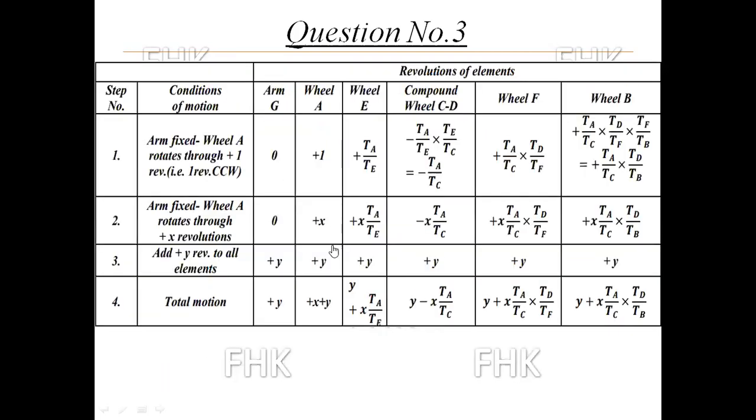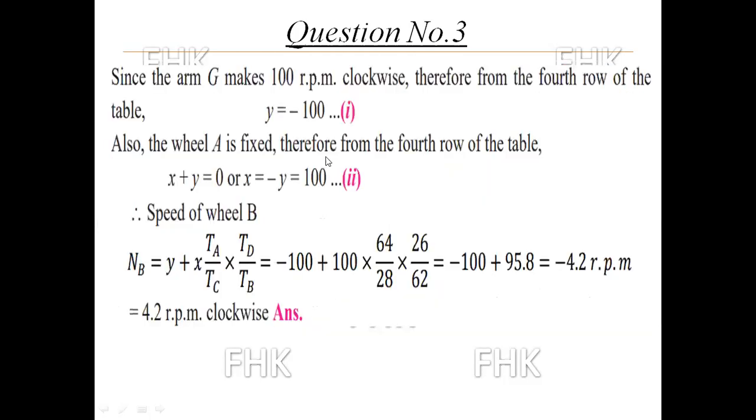So what is the speed of wheel A? It is x plus y. So x plus y is equal to 0. y is equal to minus 100 and x plus y is equal to 0. Putting the value of y in this equation, minus 100, x will become 100. So putting the values of x and y here, y is equal to minus 100 and x is 100.